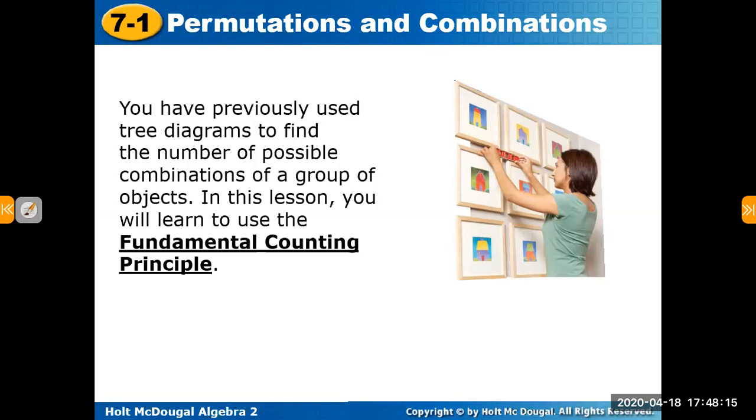This is a summary video on lesson 7.1, Permutations and Combinations. So you might have previously studied how to find the number of possible combinations of a group of objects using something known as tree diagrams. We'll shortly discuss it, and then we'll learn the fundamental counting principle in this lesson.